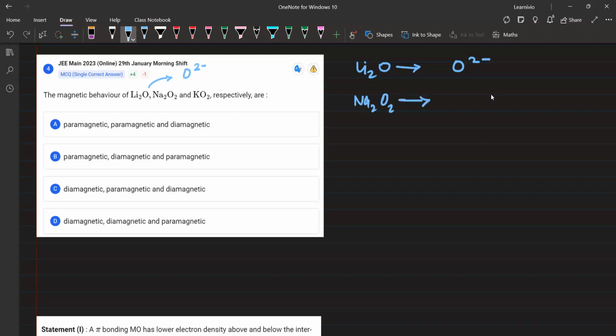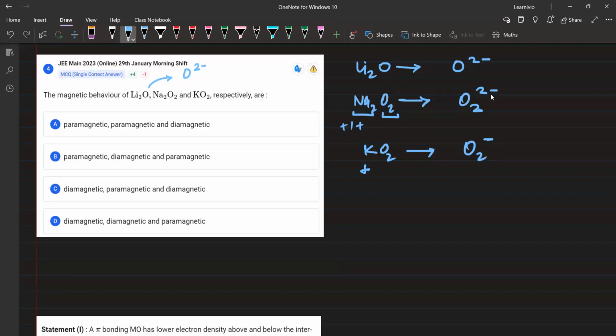In Na2O2, you can see there are 2 sodium atoms, it will be +1 +1, and that's why O2 will have 2 negative charge. Then you have KO2. In this case, K will have positive charge, so O2 will have 1 negative charge. Okay. So O2 2 negative.